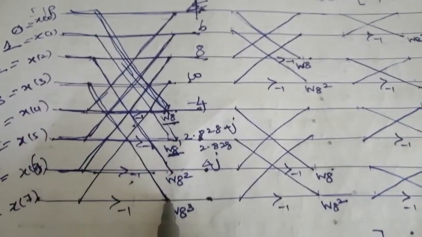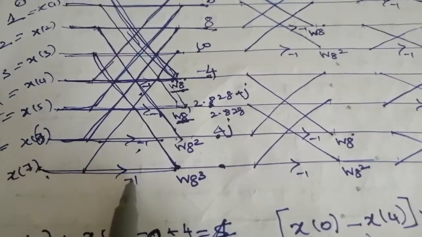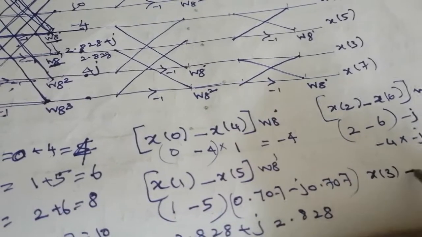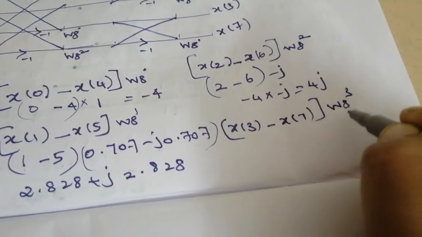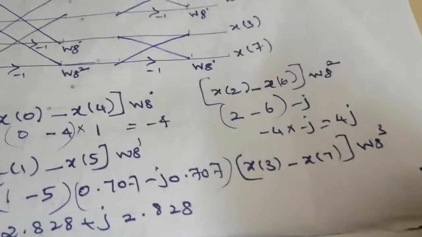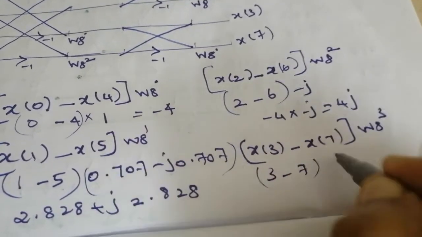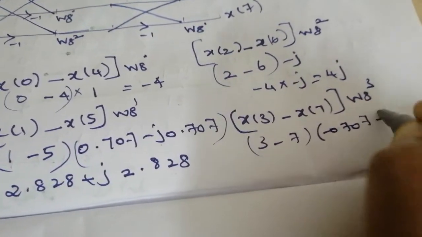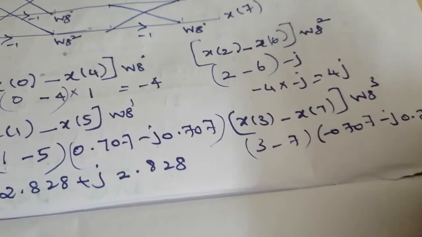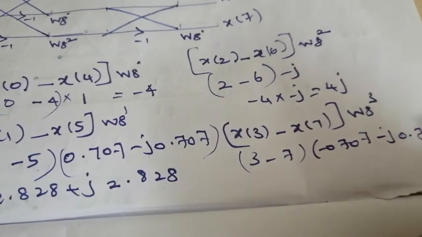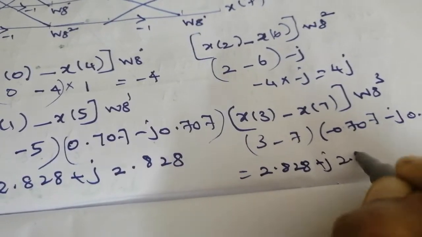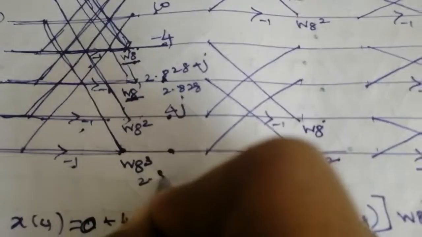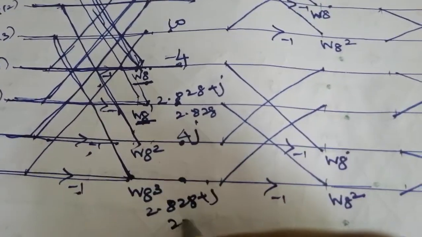And then the last line. So the last line is x of 3 added with x of 7. Actually x of 7 is multiplied with minus 1, so x of 3 minus x of 7. Afterwards we multiply W8 power 3. W8 power 3 value is minus 0.707 minus j 0.707. So 3 minus 7 into minus 0.707 minus j 0.707. After using the calculator and simplification, we get the answer 2.828 plus j 2.828. So this answer is 2.828 plus j 2.828.